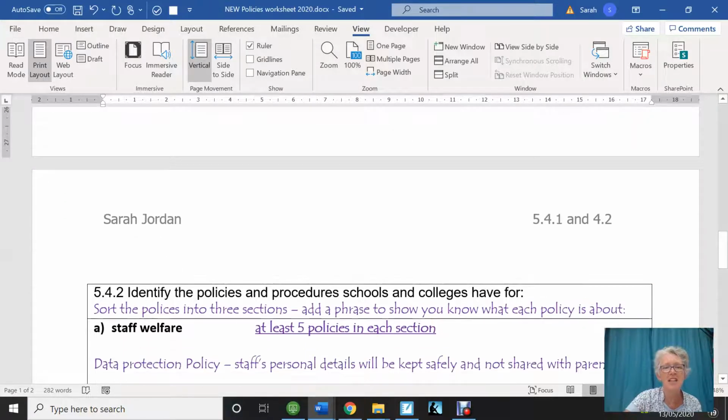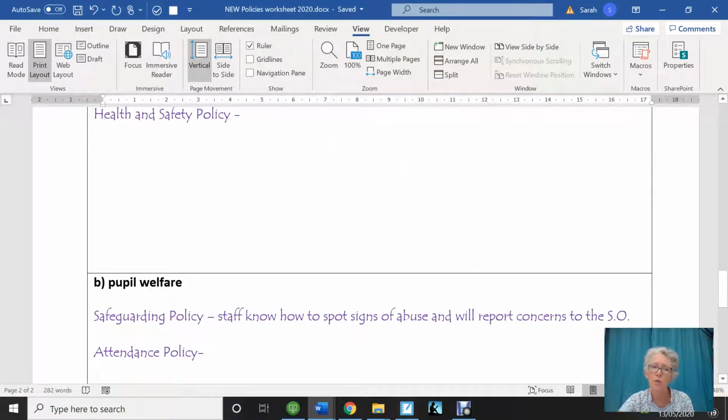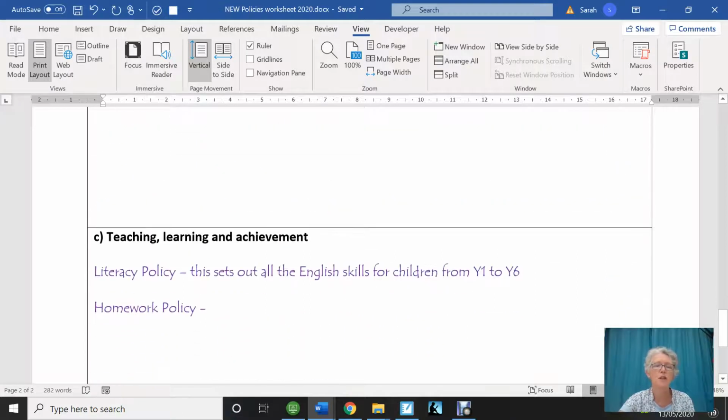Let's have a look at the second question. The second question is a bit of a sorting game. It asks you to identify the policies and procedures schools and colleges have for staff welfare, pupil welfare, and the ones that cover teaching, learning and achievement.